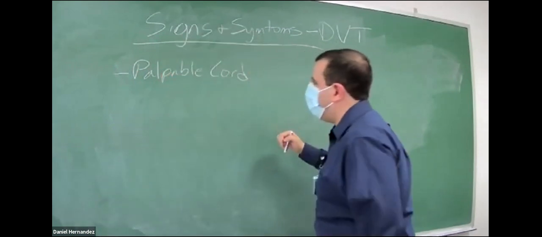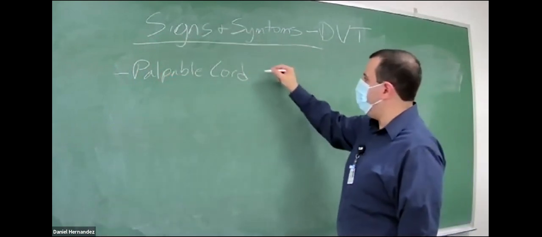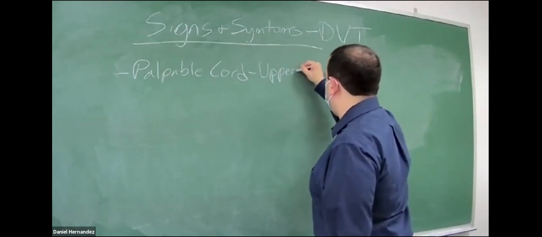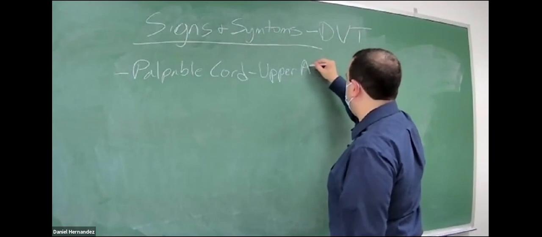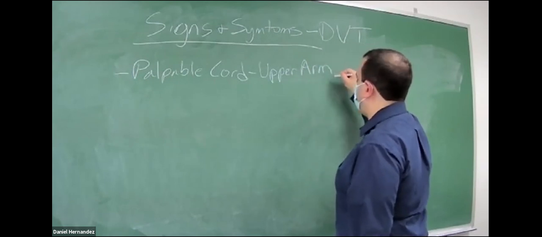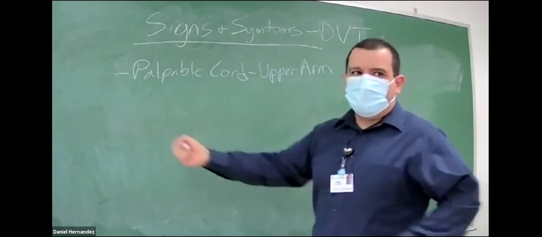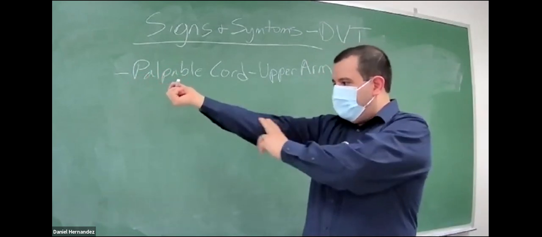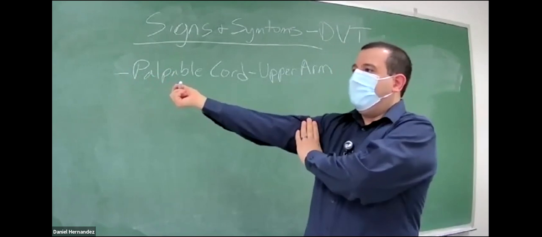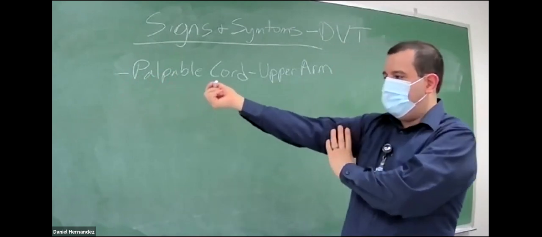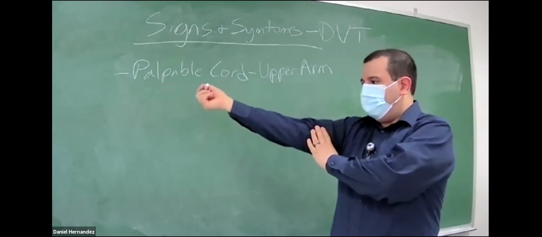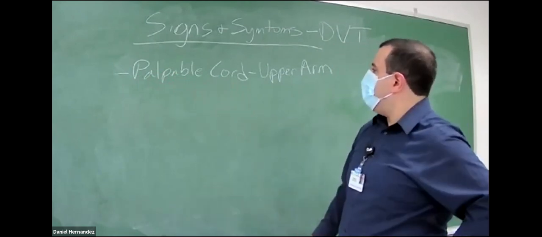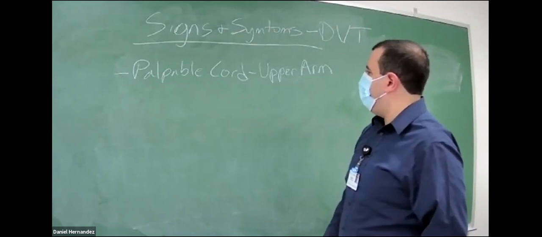So there's something else called a palpable cord. This is more common for the upper extremity, since the veins are superficial and you can typically feel them. They're not as deep within the muscle. A palpable cord is when the vessel actually feels like a hard cord within the arm. Sometimes a nurse or a doctor might feel the actual vein and can feel that it's thrombosed and hard. That can become an indication for doing an exam.